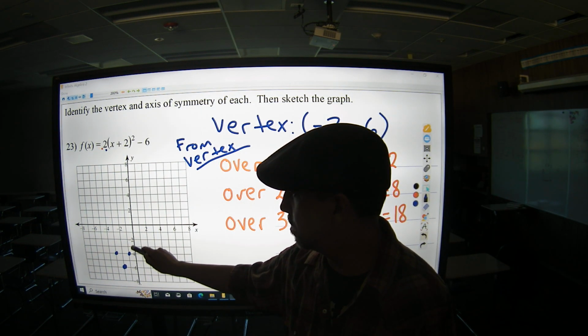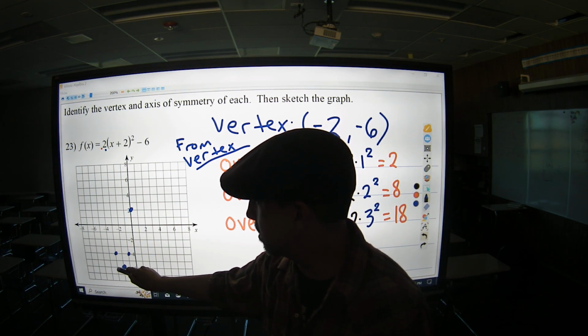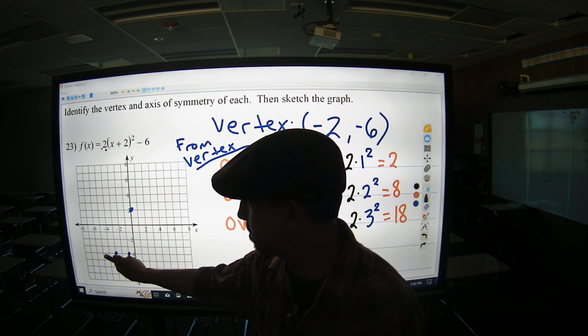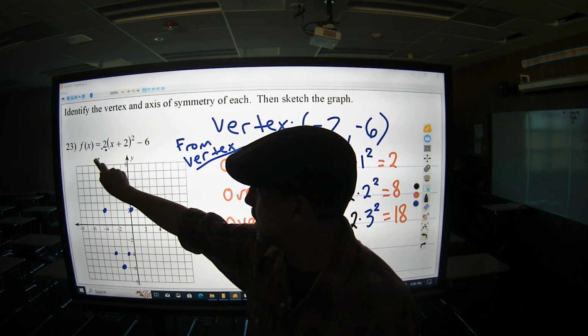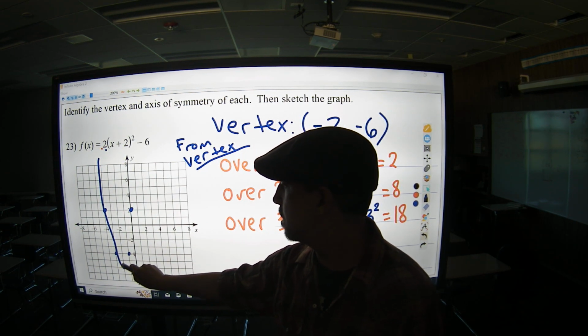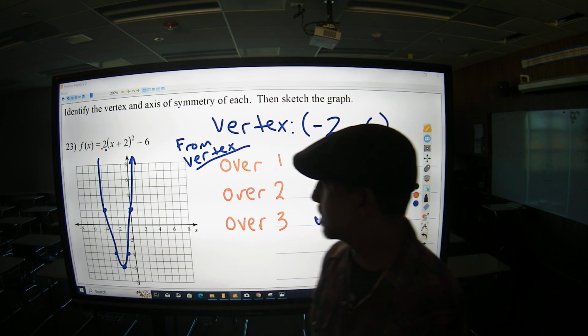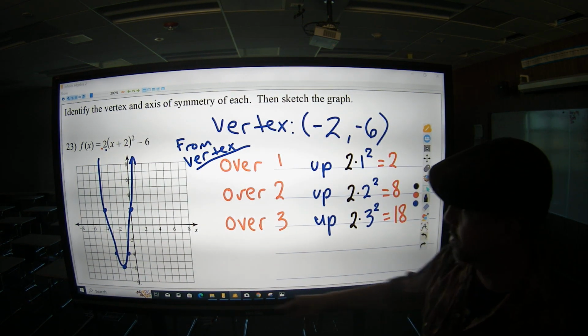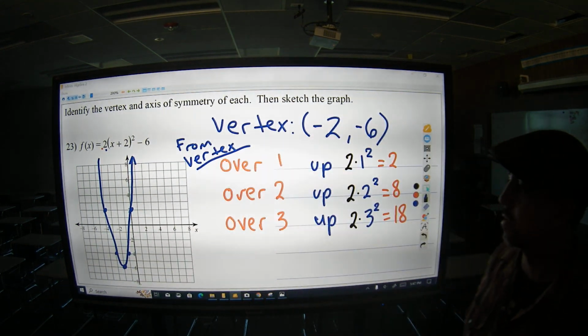1, 2, 3, 4, 5, 6, 7, 8. And again, over 2, up 8. 1, 2, 3, 4, 5, 6, 7, 8. Okay. And then, like I said, don't have your graph cross the line too soon, because again, this is going to take 18 steps up before it crosses this line. So do your best to try to make it look right.